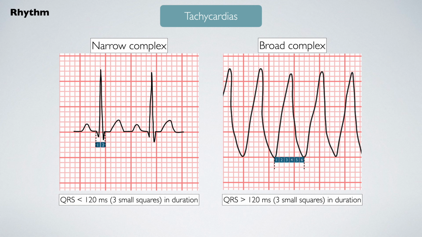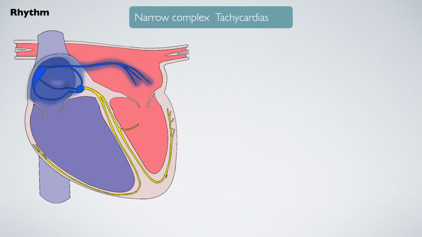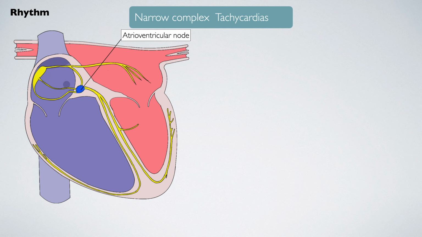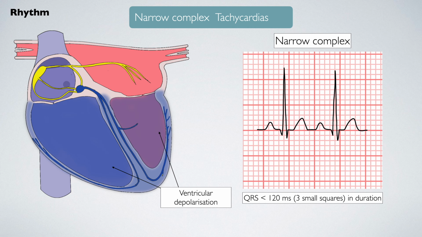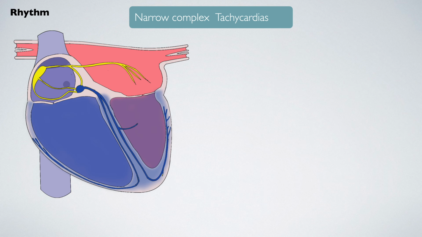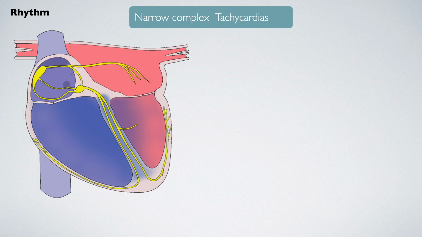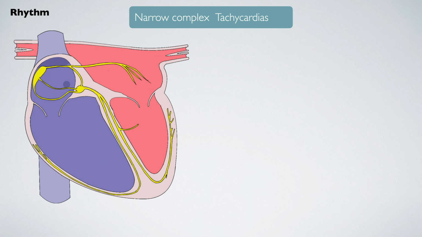Let's start by talking about narrow complex tachycardias. These tachycardias have a narrow complex because the electrical impulses are conducted through the AV node and the His-Purkinje system. This allows rapid depolarization of the ventricles and leads to a narrow QRS complex on the ECG trace. Ventricular contraction is coordinated, but the ventricular rates can reach high levels, typically around 140 to 180 beats per minute.